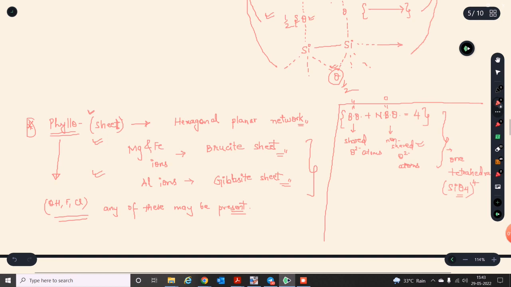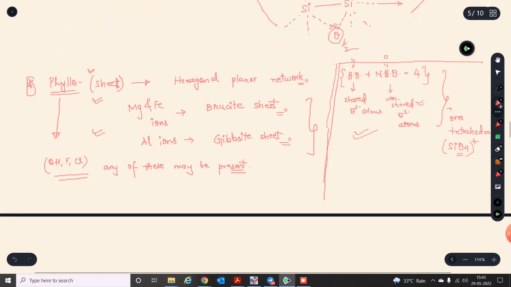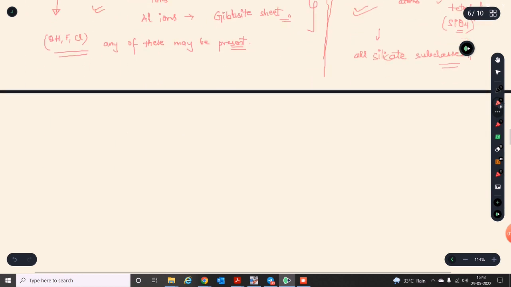So I hope now you got this point. Now this must have given you a bit more clarity. So remember this, you won't have any doubt after this. So this is for all silicate subclasses: the framework, ino, sheet, meso, soro, or whatever, phyllo, cyclo. Okay. So here 4 oxygen atoms are shared.